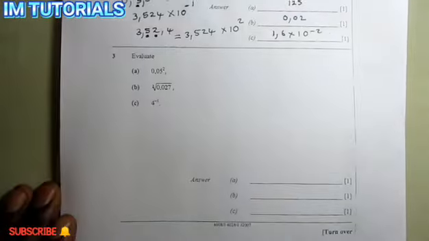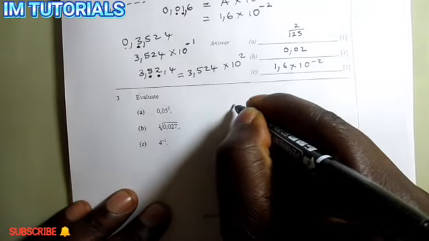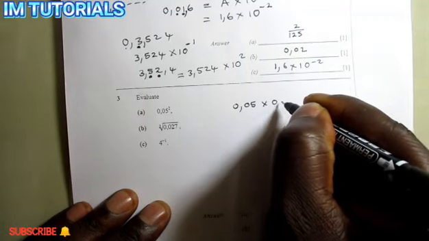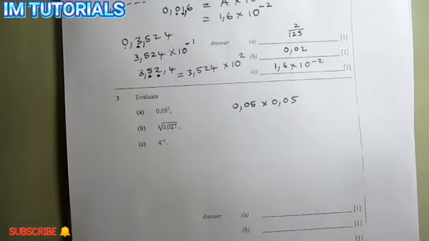We are now on question number 3, part A. It reads, evaluate 0,05 squared. So 0,05 squared means that 0,05 is multiplying itself twice. So you write 0,05 times 0,05. I hope you are listening, class.